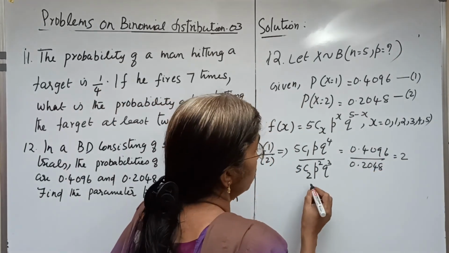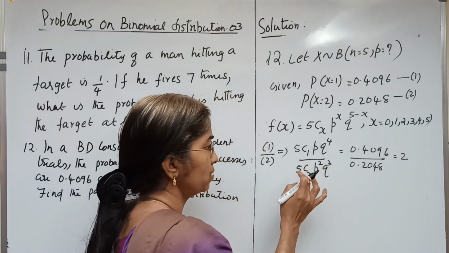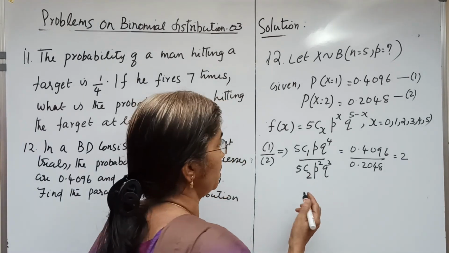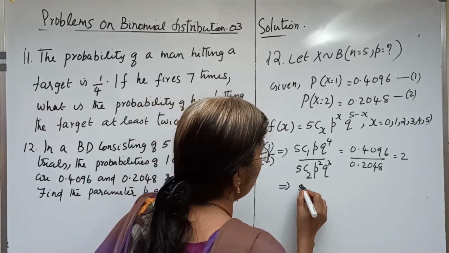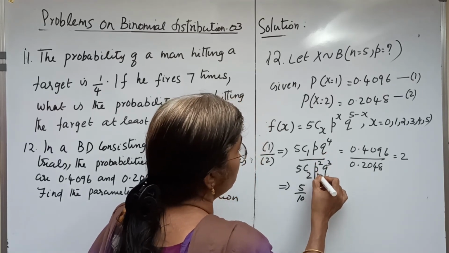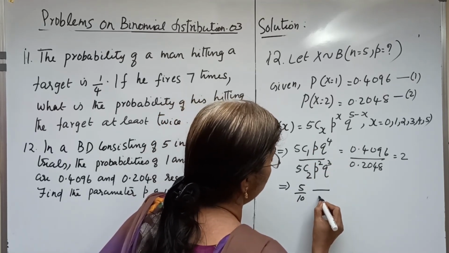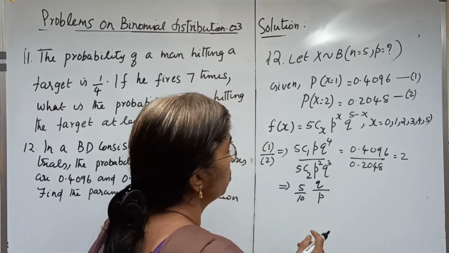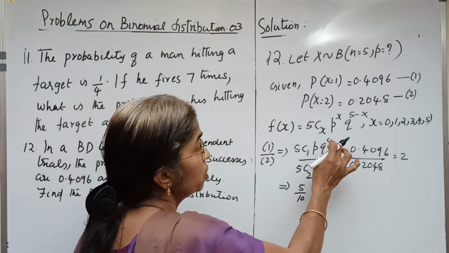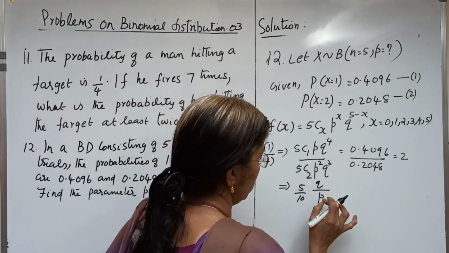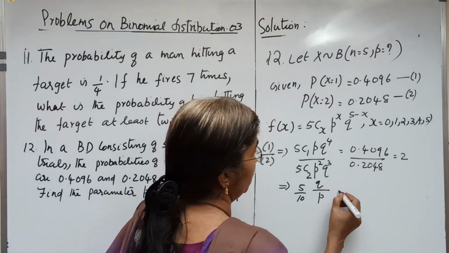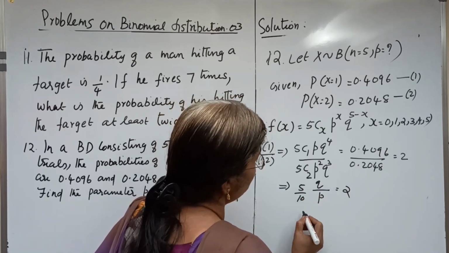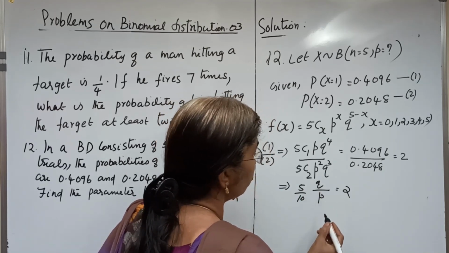You may check. Now this means that 5c1 is 5. Okay. And 5c2 is 5 into 4 by 1 into 2, which is 10. This implies 5 by 10 into, here the remaining factor in the denominator is p, and in the numerator 1 q remains. Q raised to 4 by q cube is q in the numerator, p by p square, so p in the denominator. That is equal to 1 by 2. 5 by 10 is 1 by 2, isn't it? And q is 1 minus p.